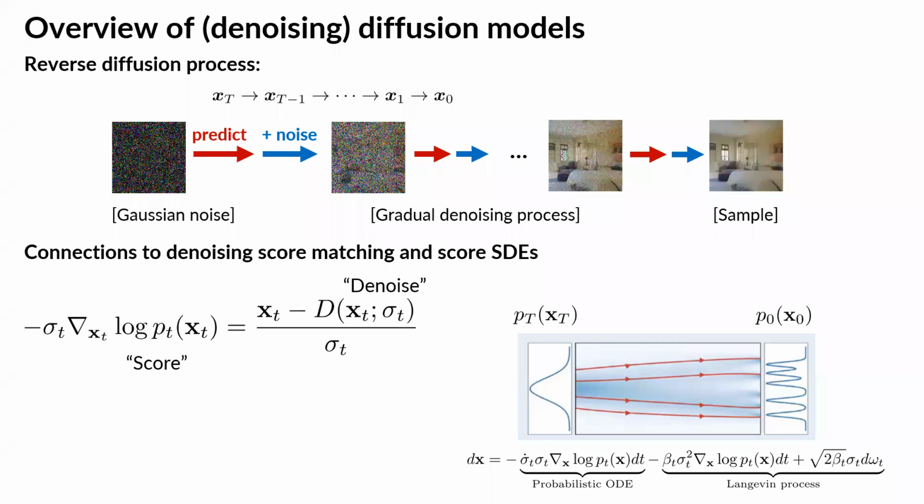Another perspective of this sampling procedure is that you can think of it as solving a complex stochastic differential equation or ordinary differential equation. So you start with this p_T of x_t on the left, which is just a Gaussian, and you have this procedure that transforms this Gaussian into the desired complex distribution that you want here.